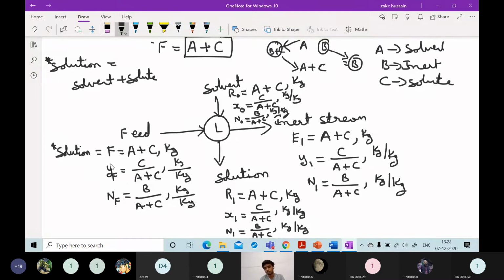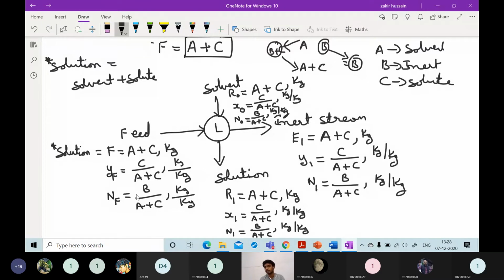So to do so, we are telling this is weight fraction of solute in feed stream, that too on a B-free basis. Because of this B-free basis, we are omitting B from the denominator. So YF is equal to C by A plus C. C will be in kg, then A plus C solution will also be in kg, so kg we can cancel out. This will have no units. But for the technical or engineering convenience, we give units like kg per kg. We cannot cancel out this one. So we can give this one as kg of C per kg of A plus C.